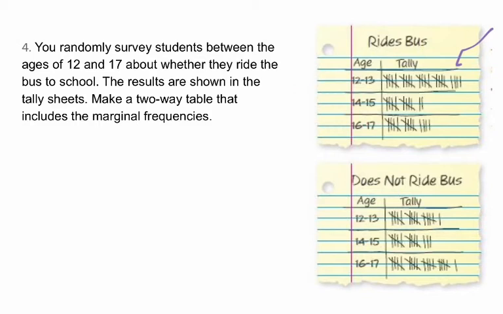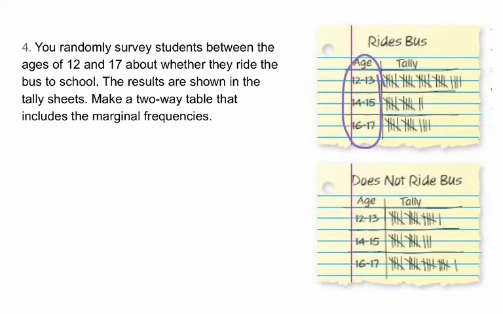So let's take a look at how we're going to set up this two-way table. We could do it a couple different ways. So we could put the ages down the left side and then whether or not they ride the bus across the top, or vice versa. Ages could go across the top and whether or not they ride the bus could go down the left side. Since the ages are already kind of over here on the left side, I'm just going to stick with that for mine.